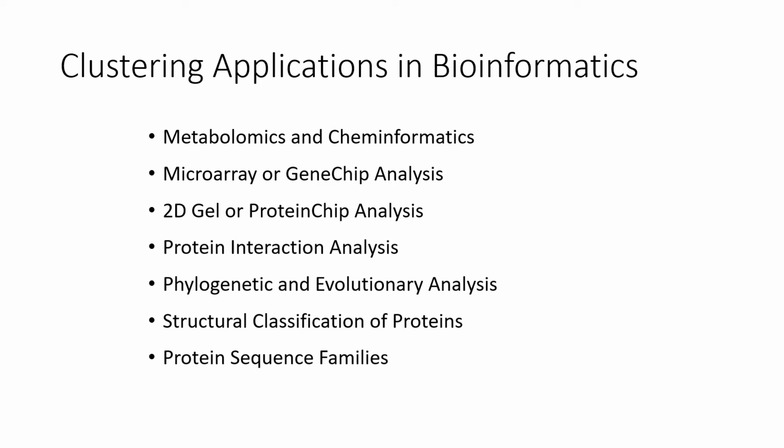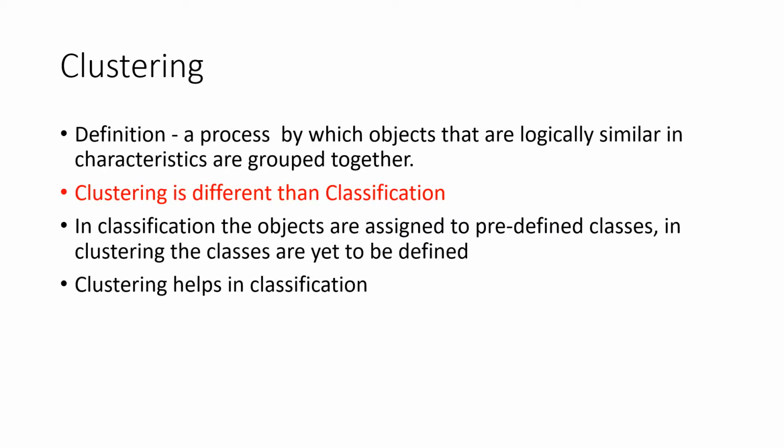is something that in fact is used widely in biology and in statistics. It's used in metabolomics, it's used in microbiome studies and genomics, transcriptomics, proteomics. It's frequently used in phylogenetic analysis, evolution, protein classification, protein sequence families, over and over. Clustering is a process by which objects that are logically similar in certain characteristics are grouped together.